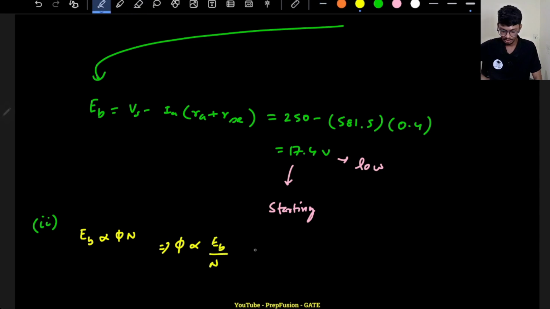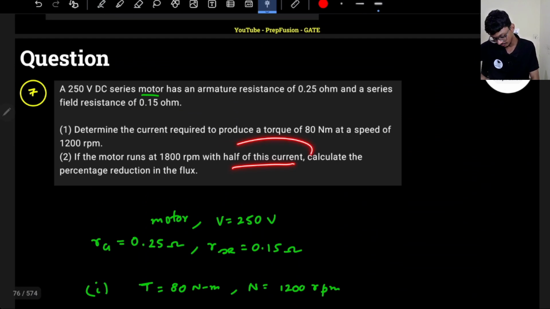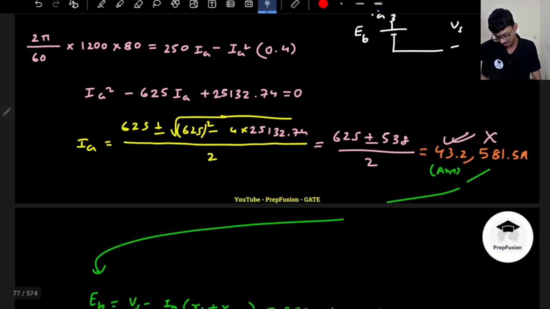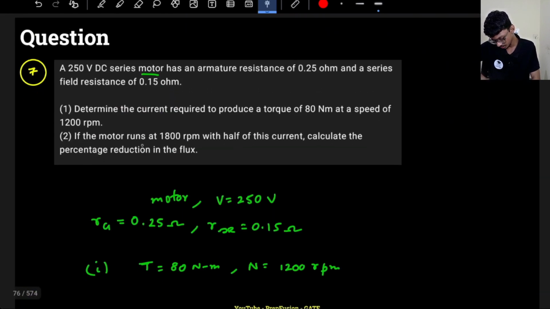upon speed. Now what they are telling me is that the current Ia2 has been halved, half of this current, and the speed has been increased to 1800 rpm. So previously the speed was 1200 rpm.